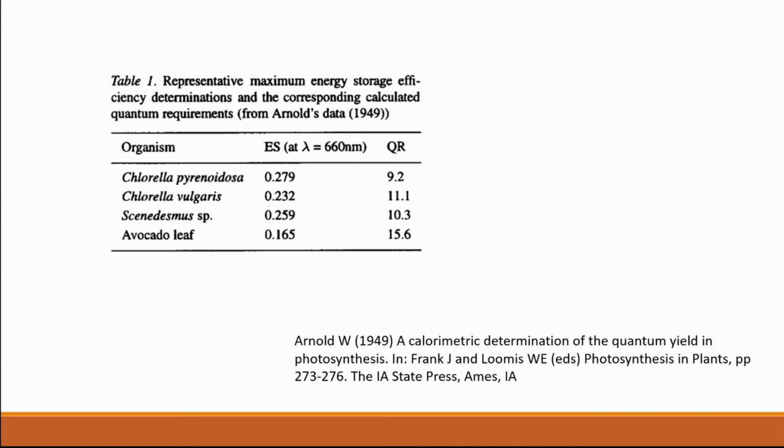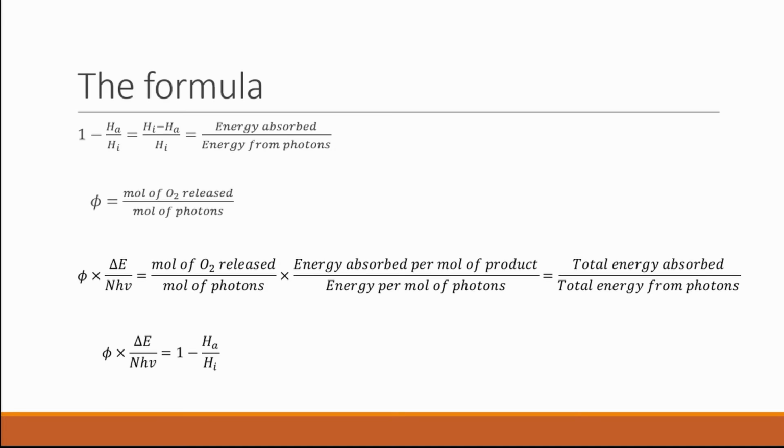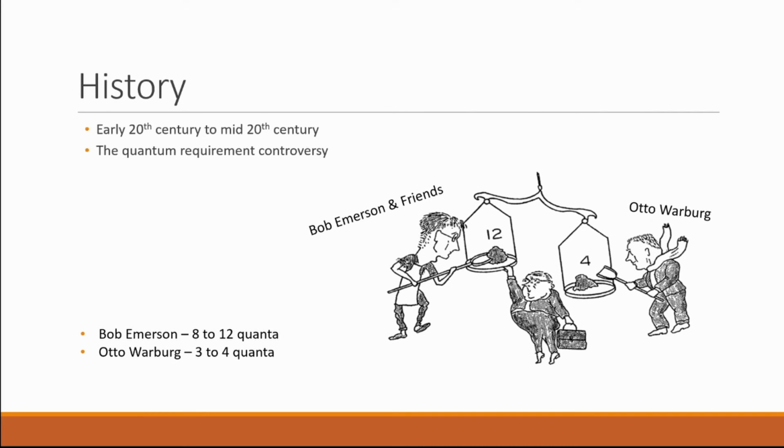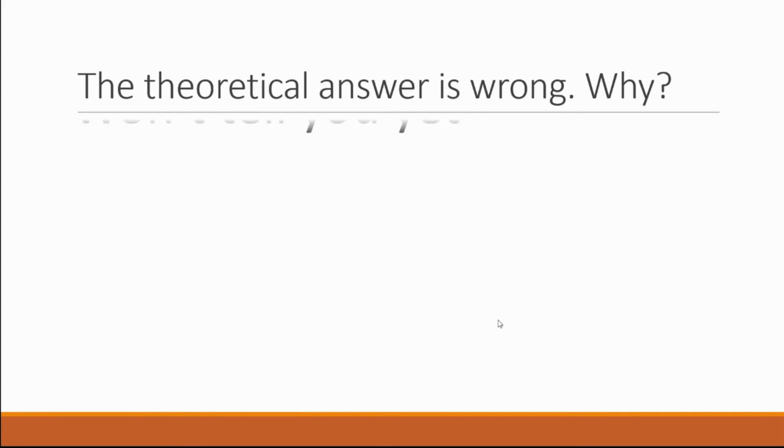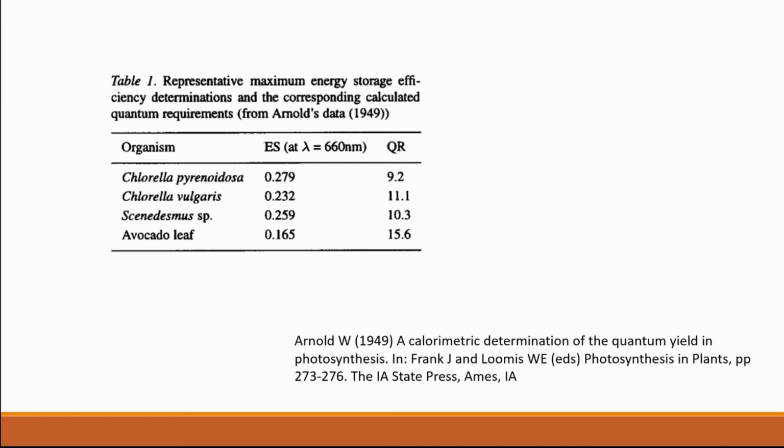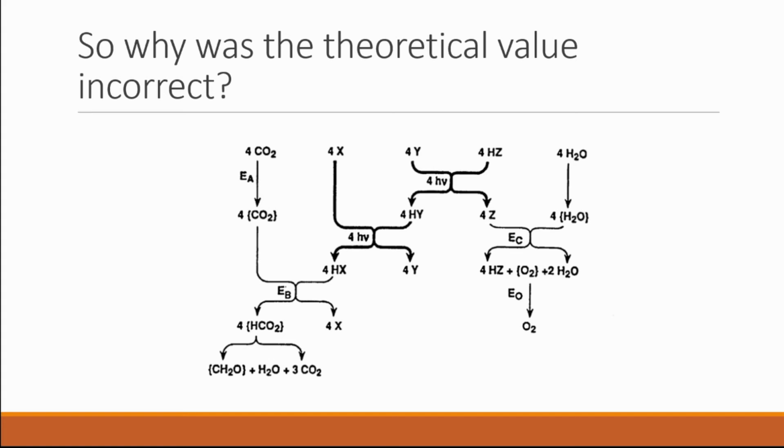Right now I'm about to show you the answer on the next slide of why the theoretical answer was wrong from earlier. I'm going to go back. Why was Otto wrong? If you figured it out, congratulations. So why was the theoretical value incorrect? Well, that's because, remember, there are two photosystems. At that time in the early 1900s, they had no idea that there were two photosystems. They thought that there was only one.